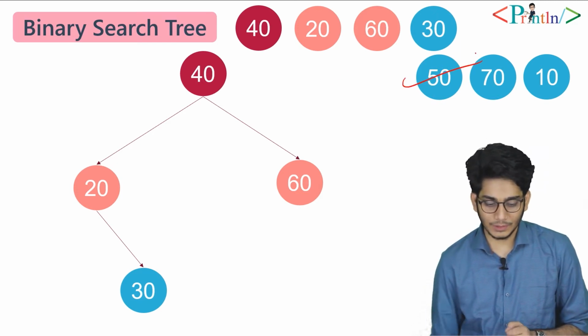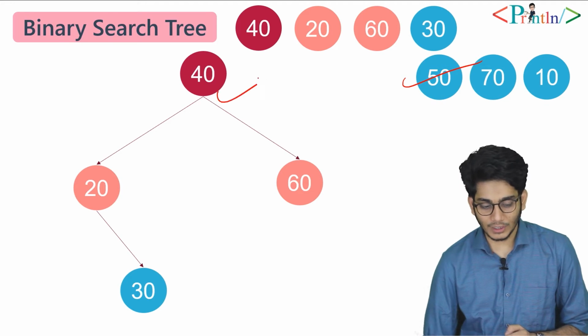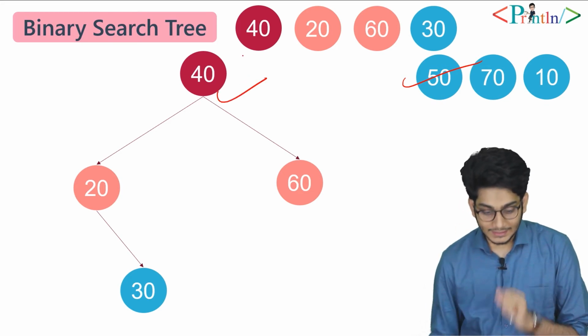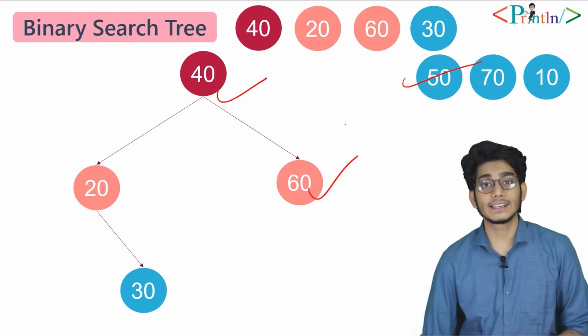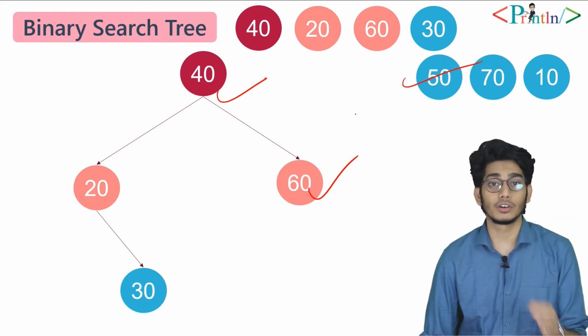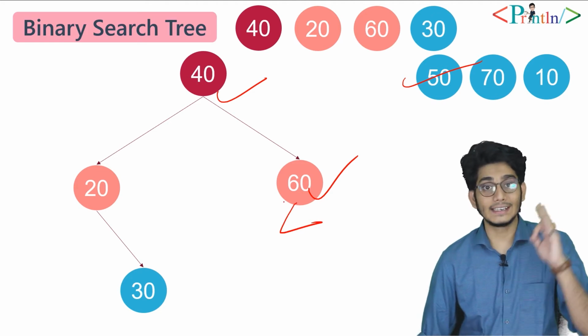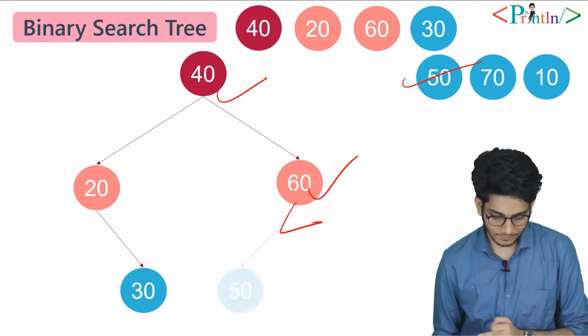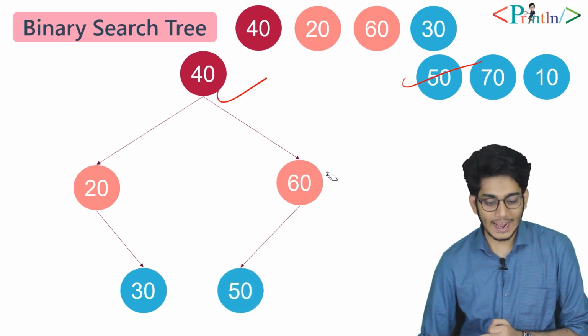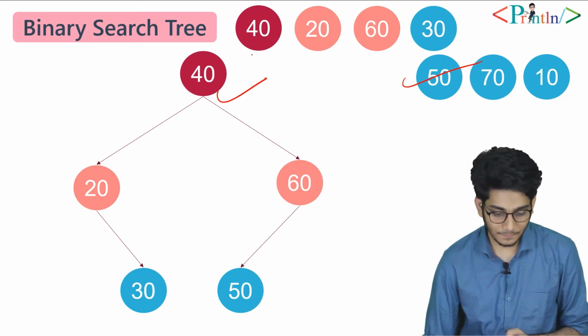Now where will this 50 go? At first we'll check with 40. 50 is greater than 40. Then we'll come here, then we'll check whether 50 is greater than 60 or not. 50 is less than 60. Now we'll go to the left of 60. So you can see that we have inserted 50 at the left of 60.